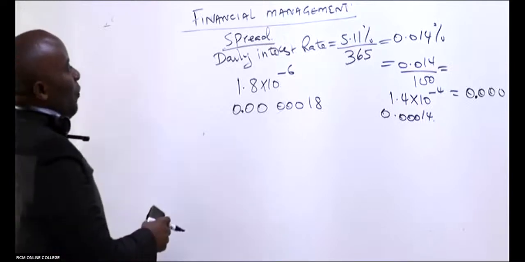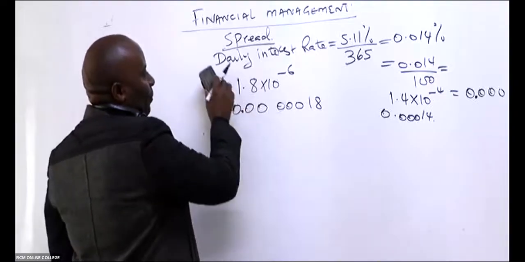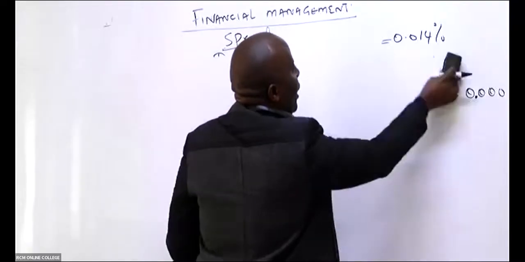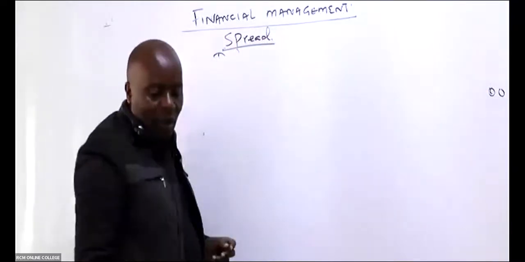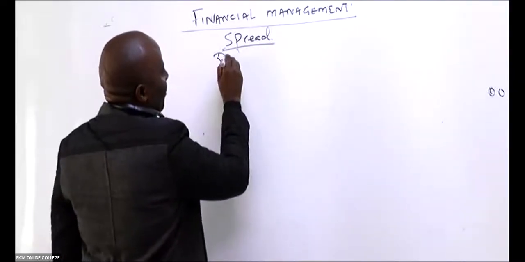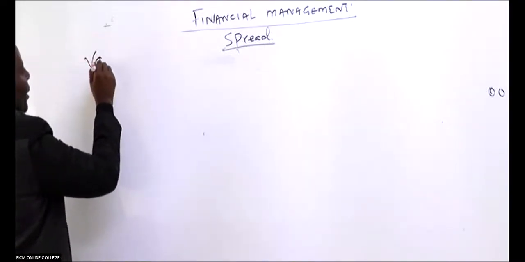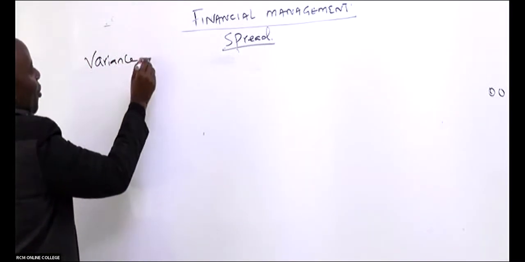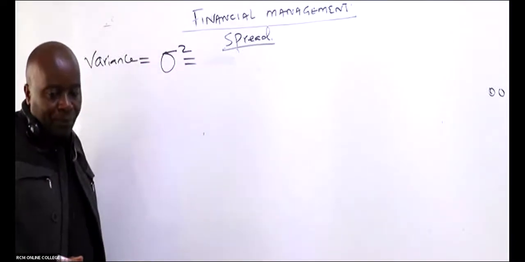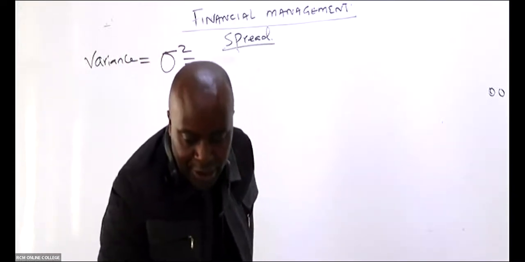Thank you very much. So the first thing for you to be able to get the spread, you need the daily interest rate. Then the next thing is the variance. So how do we get variance? It is standard deviation squared. So has this examiner given us any standard deviation there? Oh, yes, he has given us.